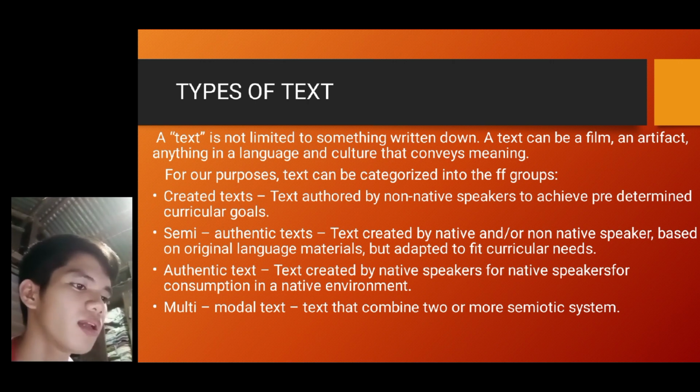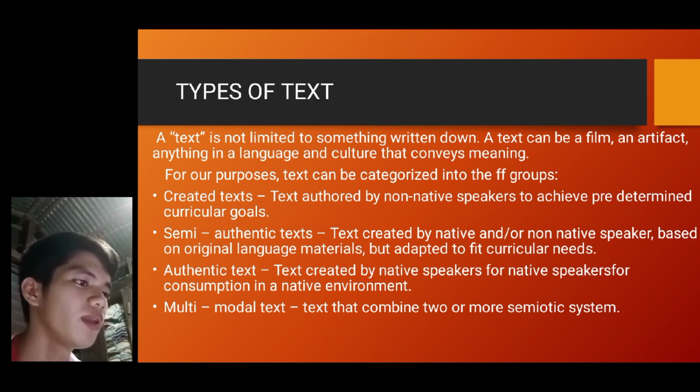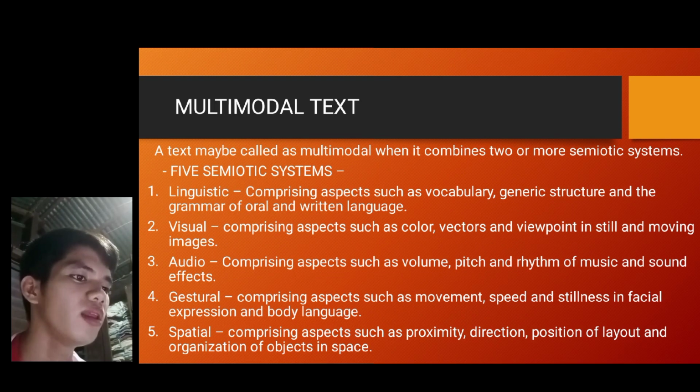Multimodal text. Text that combines two or more semiotic systems. A text may be called multimodal when it combines two or more semiotic systems. What are the five semiotic systems? Number 1. Linguistic, comprising aspects such as vocabulary, generic structure, and the grammar of the oral and written language.